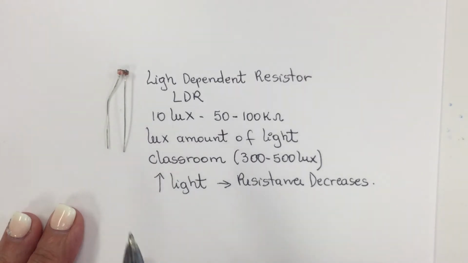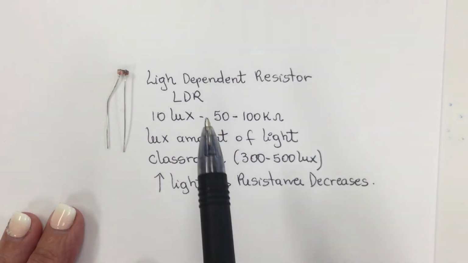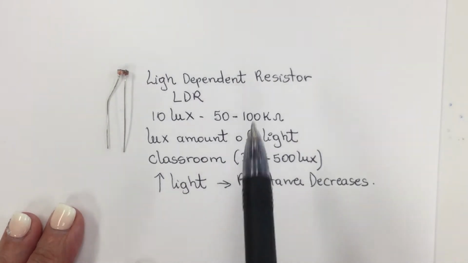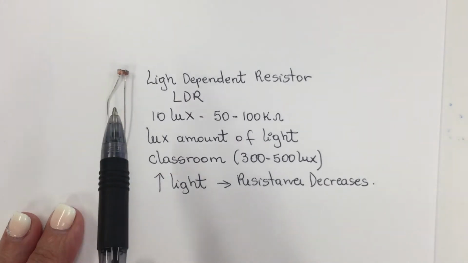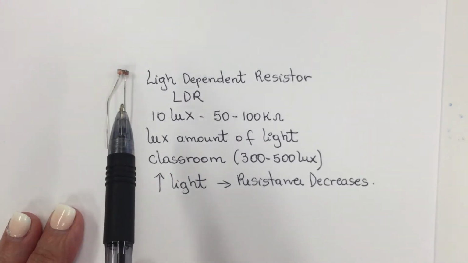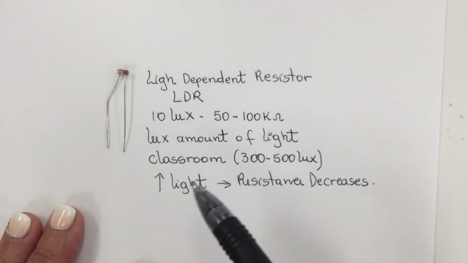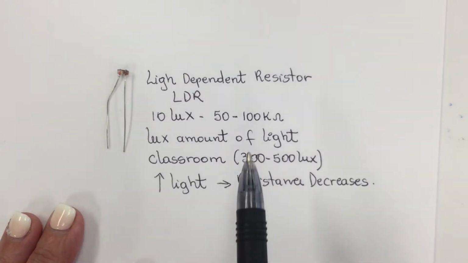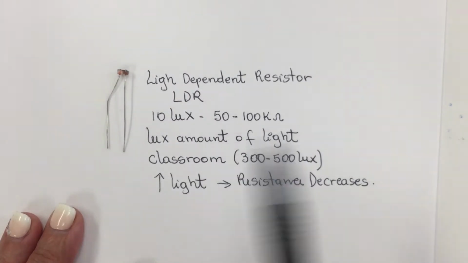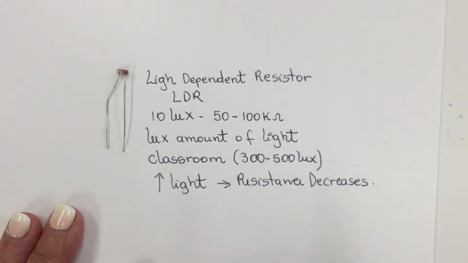So what happens here is when the amount of light drops, the resistance of this resistor increases and activates the circuit. Now when the amount of light increases, the resistance decreases, deactivating the system. It can go either way, depending on how you set it up.